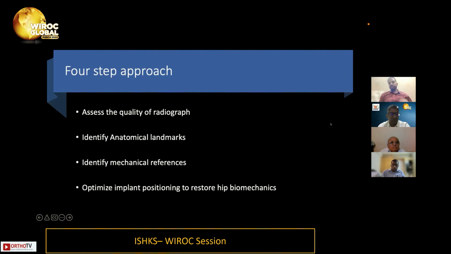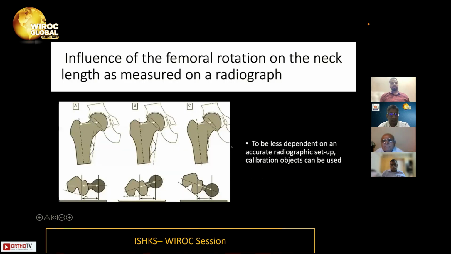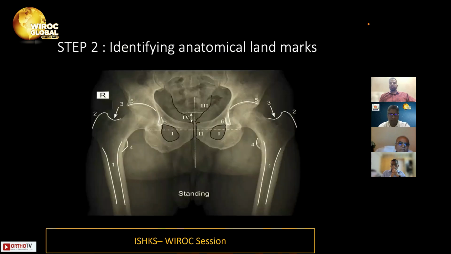Typically and conventionally, this was described as a 4-step approach: assessing the quality of the radiograph, identification of anatomical landmarks, identification of mechanical references, and optimizing implant positioning to restore hip biomechanics. One must be aware of the influence of femoral rotation on the neck length as measured on the radiograph. And in order to be less dependent on the accurate radiographic setup, one can use calibration objects and make sure that the X-rays are taken in 10 degrees of internal rotation.